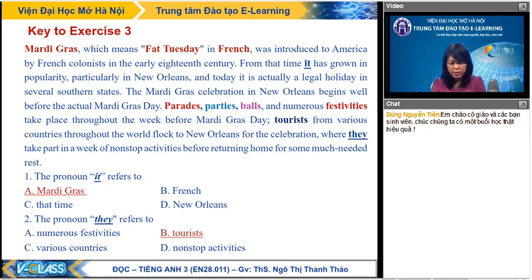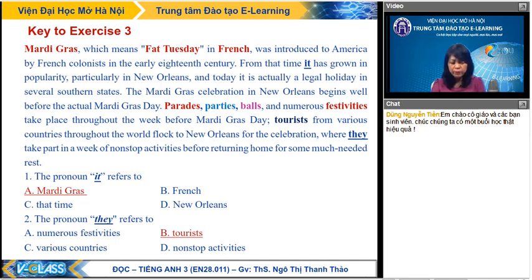So in French, it is a language. And one more noun here. It is colonialist. This one is plural, so it cannot be our answer. Here, so Mardi Gras, French, that time, and New Orleans. Is New Orleans mentioned here or not? No. So you have to look for the nouns before the pronoun here.